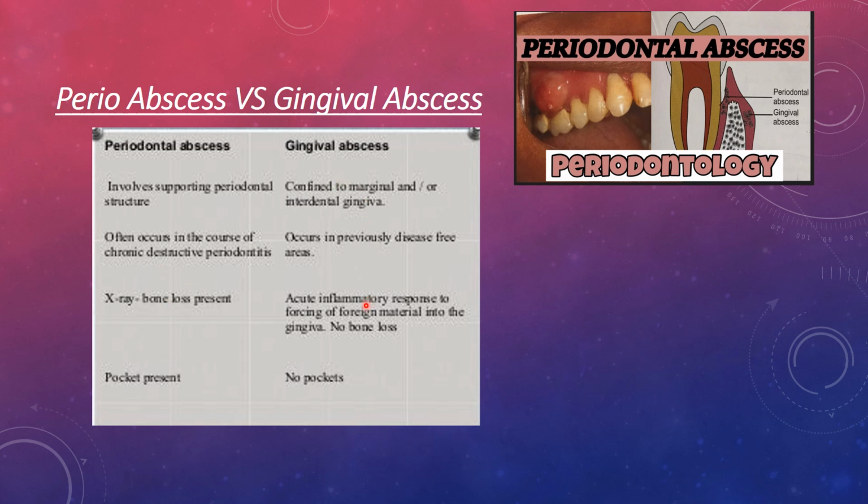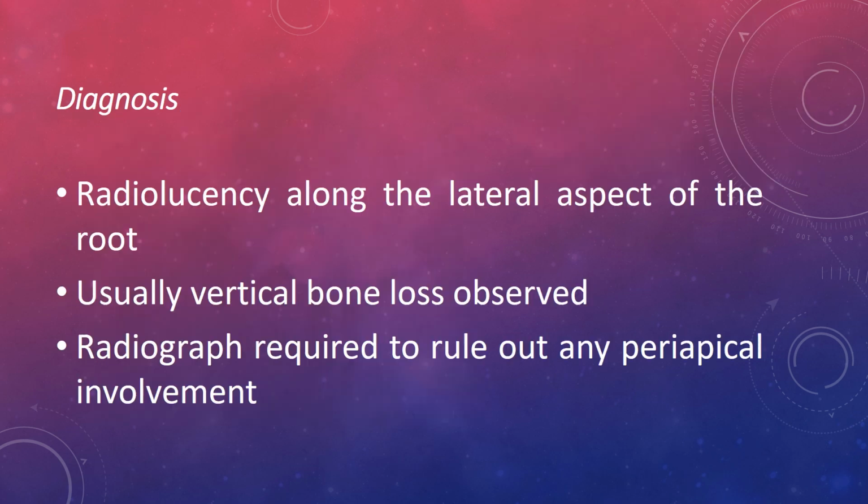bone loss cannot be seen because it is an acute inflammatory response due to the forcing or embedding of foreign material into the gingiva. So periodontal abscess, pocket present; gingival abscess, no pockets.